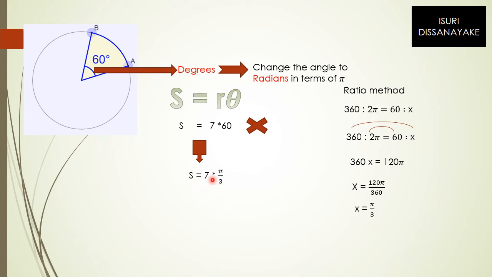So S equals r theta, where theta is pi over 3. Now you can use the calculator and then get the length of the arc A to B as 7.33.